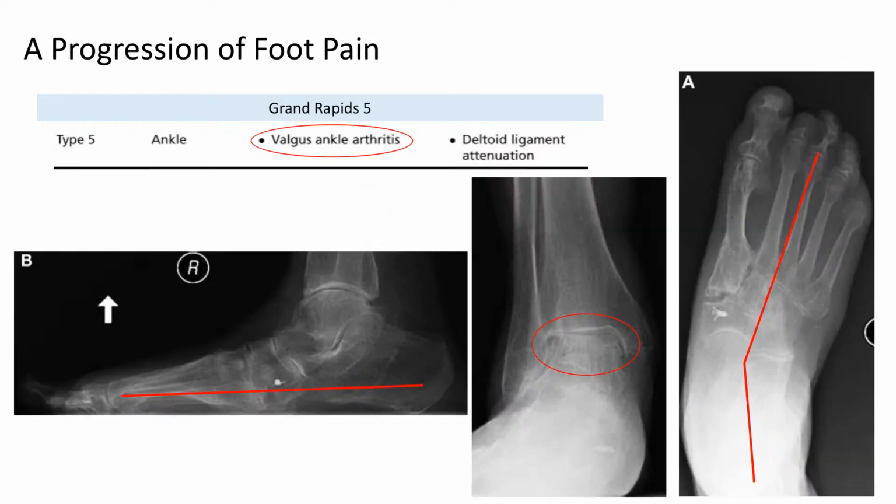Finally, Grand Rapids 5. This is the stage where the ligaments of the ankle succumb to the tension of the rolling foot and the ankle becomes arthritic. Here on the figure A on the right, you can see how the medial portion or the inside portion of the hindfoot is more in and that foot is angled outwards. You also see that the ankle joint is asymmetric, where there's more joint space on the inside and less joint space on the outside.